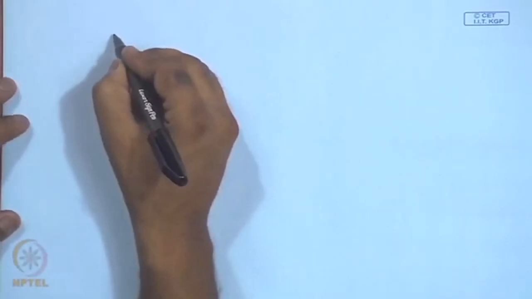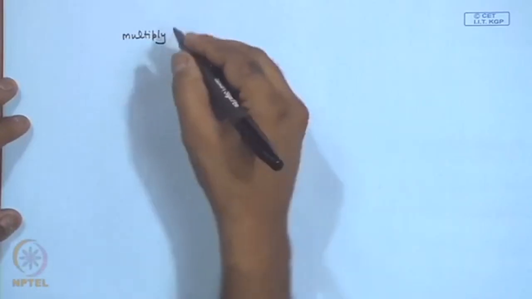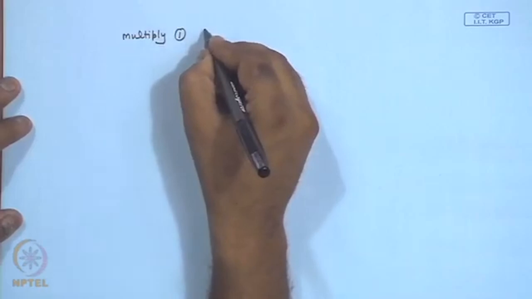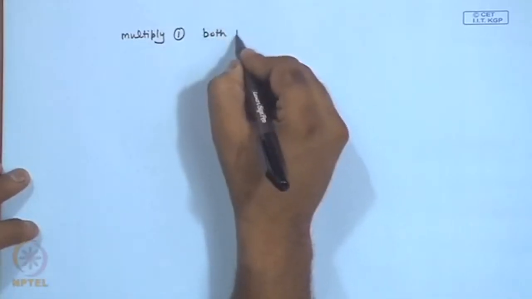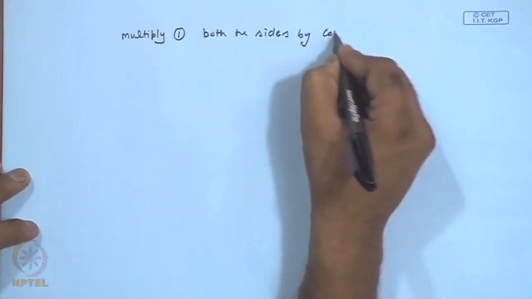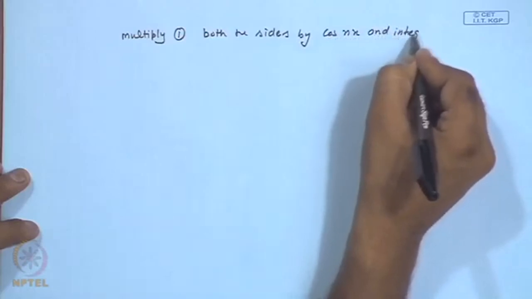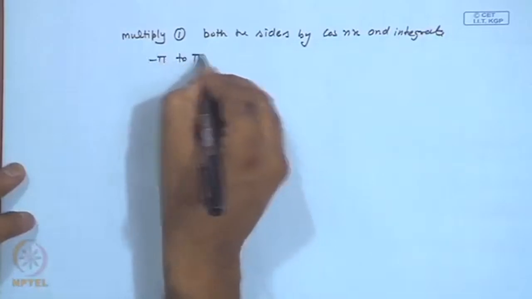So, we have obtained a naught, one coefficient of that series, and now, to get the other coefficients, we multiply series 1, that is f x and the series, on both sides by cos n x and integrate from minus pi to pi, of course.